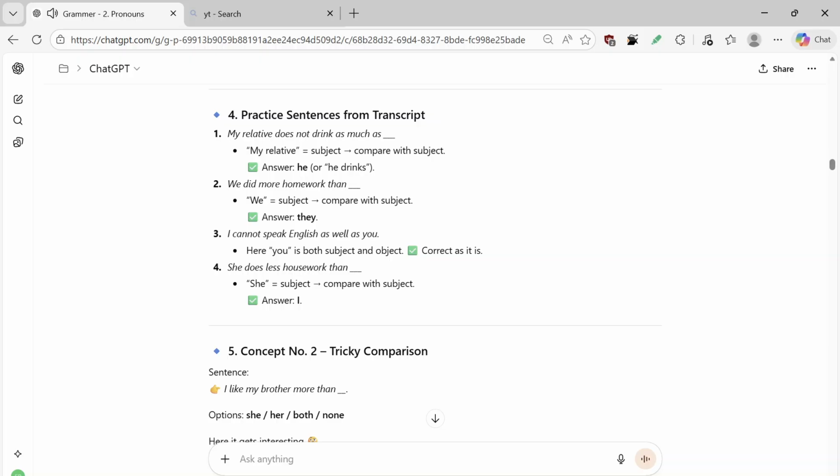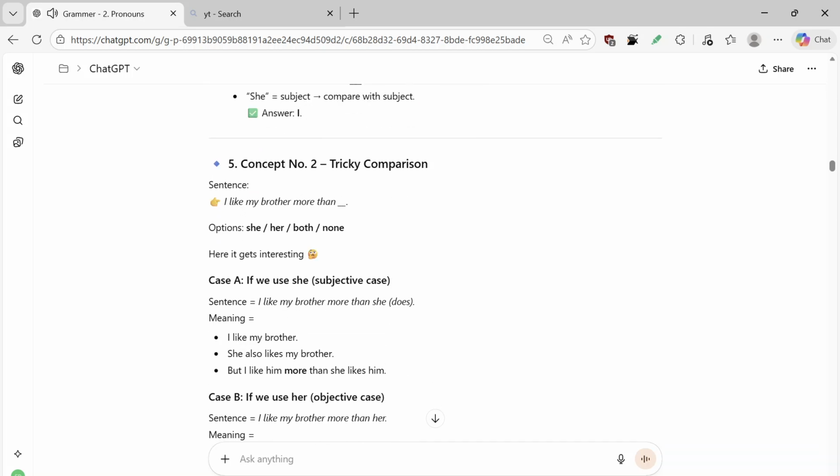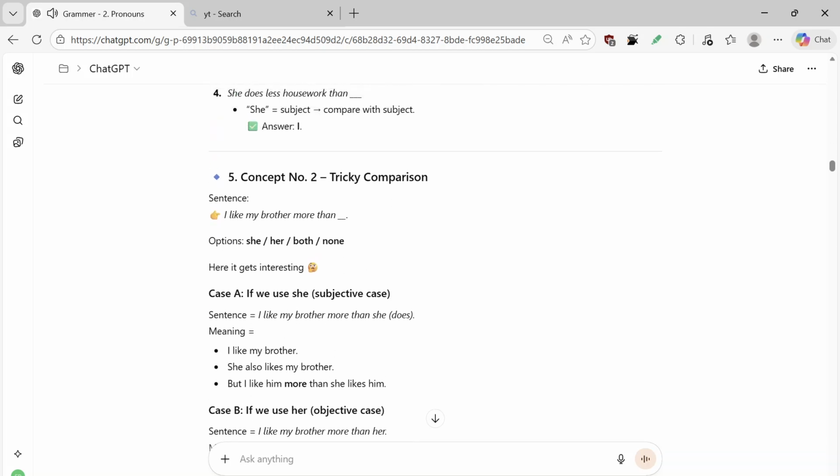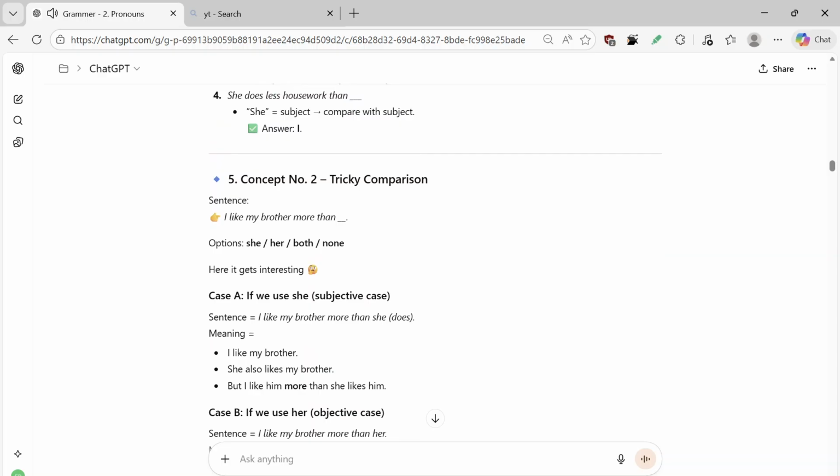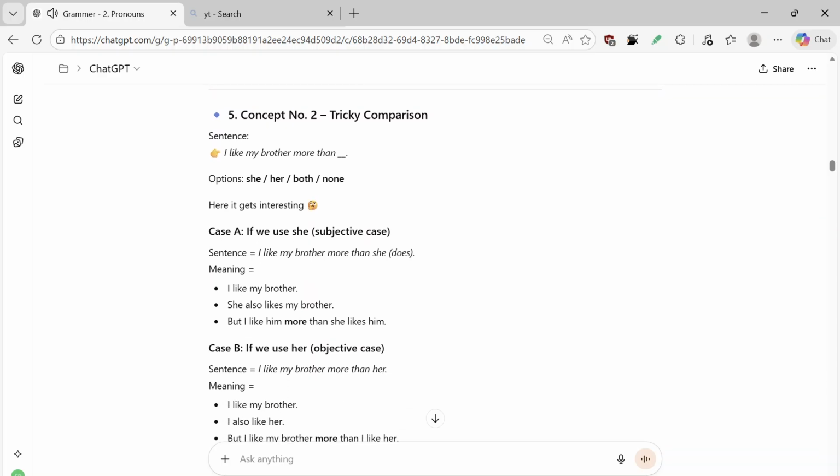Here, you is both subject and object. Correct, as it is. 4. She does less housework than blank. She equals subject, compare with subject. Answer, I. Chapter 5. Concept number 2, tricky comparison sentence.